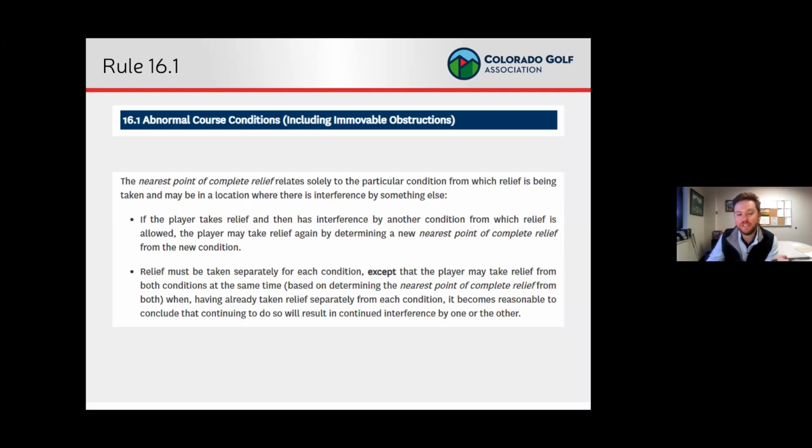When having already taken relief separately from each condition, it becomes reasonable to conclude that continuing to do so would result in continued interference by one or the other. This is that ping-ponging effect where I take relief from the cart path, then temporary water. Whatever the layout and the feng shui of that temporary water is, would put me back on the cart path, and I can see this as a repeating pattern. Once I've done it once, cart path, once, temporary water, once we see this pattern evolving, then I can say, this is one abnormal course condition. I'm taking relief from both, wherever that may be. Once we've established, well, you have to do it once on object A, once on object B, once we see the pattern emerging, okay, now we can do both, but you have to do each separately first.